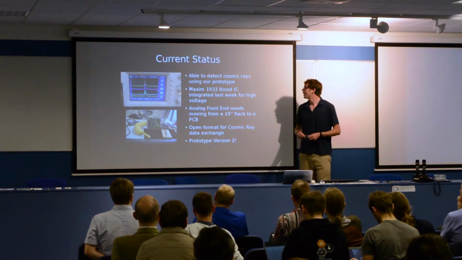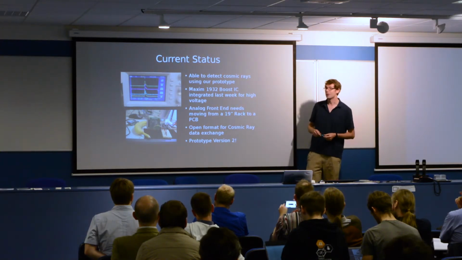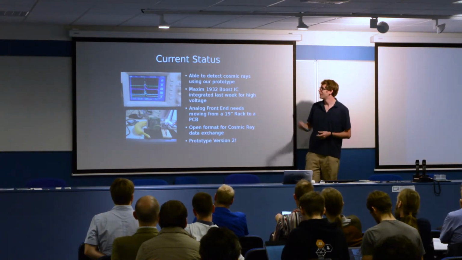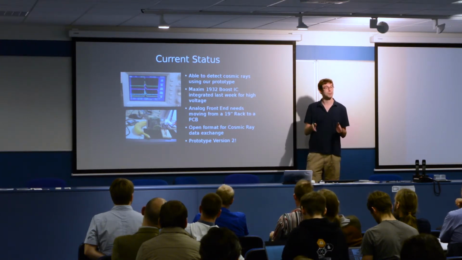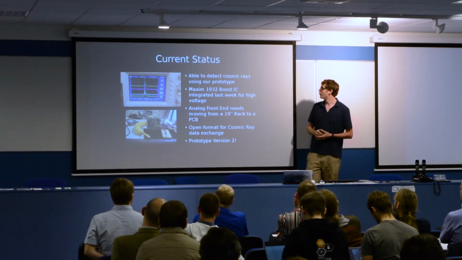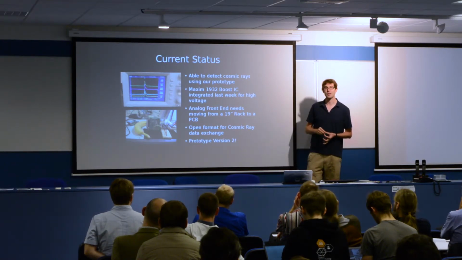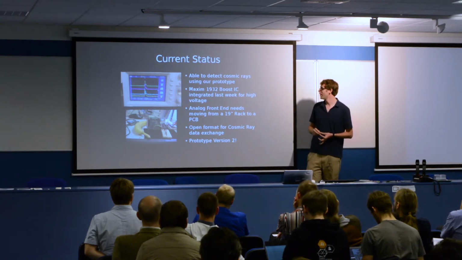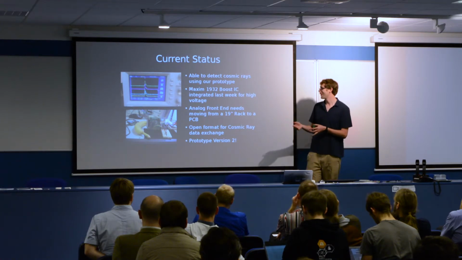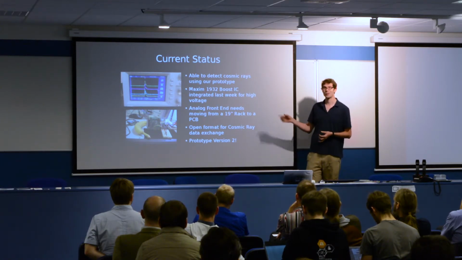Our current status: here on the oscilloscope you can see a cosmic ray which we detected with our prototype. The little peak on both channels shows that we got channel A and channel B, so we have coincidence. Last weekend we integrated the Maxim Boost IC, which is a very stable high voltage power supply which we're using for the SiPM. The rack that I showed you earlier still has all our analog in it, so moving that from a 19-inch rack to PCB is our next challenge.